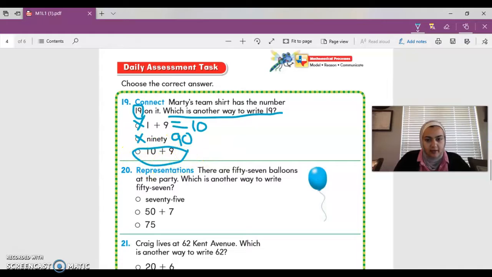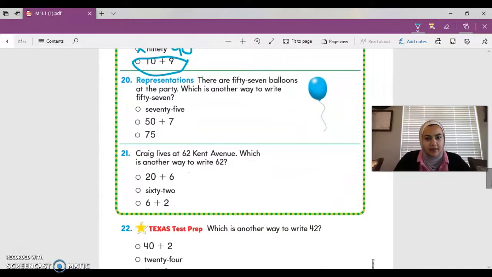All right. Let's look at the next one. There are 57 balloons at the party. Which is another way to write the number 57? So remember, we always circle the numbers regardless of how they're written. If it's written in words or numbers, you still have to circle it. They already wrote it in words, so they want another way. This is 75, not 57, so that's wrong. We're looking for something that says 57. 57 would be 50 plus 7.